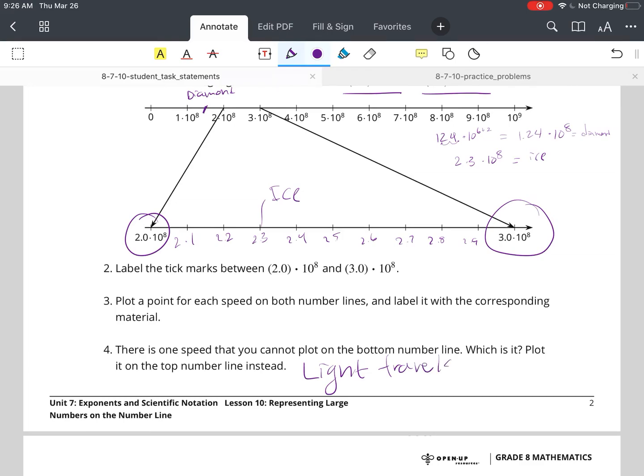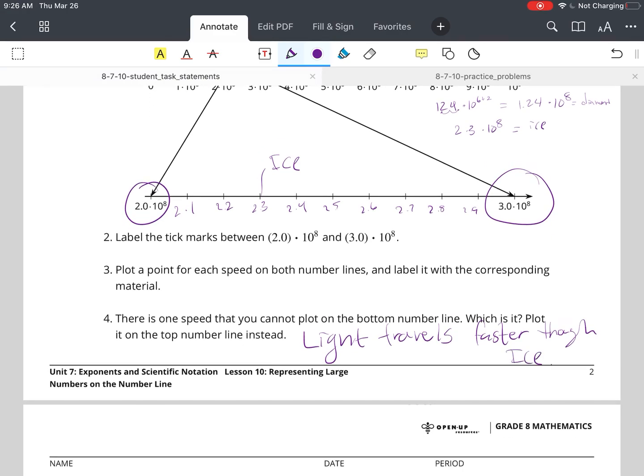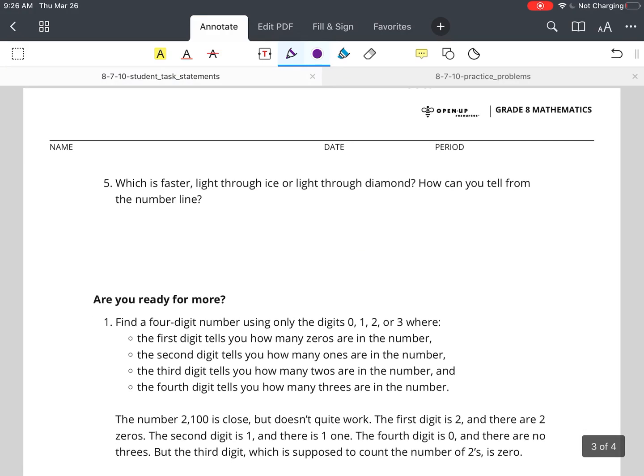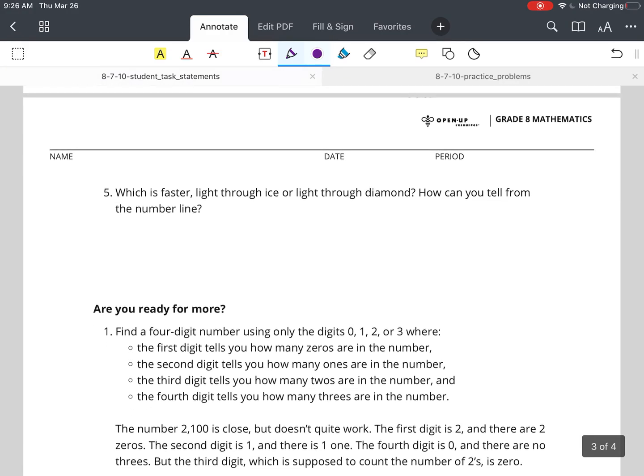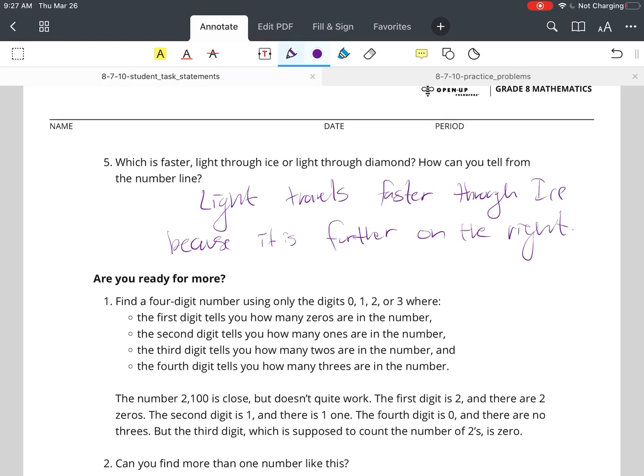Light travels faster through ice or diamonds? Ice. Which is faster? Oh, we already said that. How can you tell from the number line? Light travels faster through ice because it is further on the right.